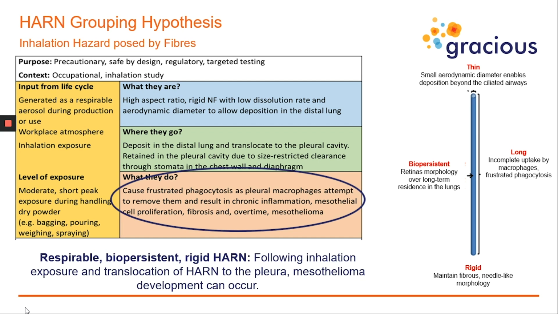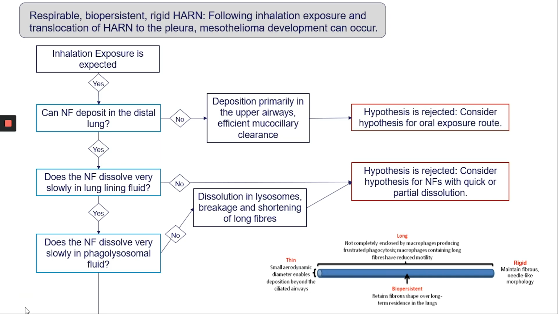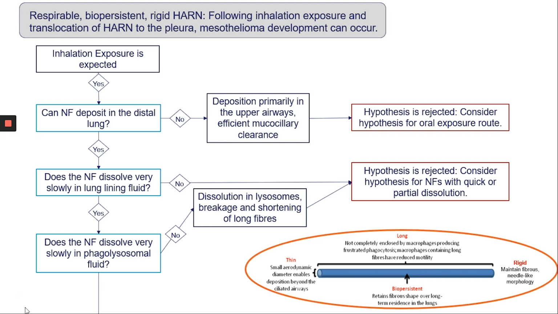The use of the GRACIOS hypothesis template allows a structured hypothesis to be generated, defining clear boundaries of the group and integrating the necessary considerations that may impact a grouping decision. Whether a nanoform or set of nanoforms can be grouped based on this hypothesis can be tested by a tailored IATA. This takes the form of a decision tree, where each decision node asks for specific information related to the key criteria required for grouping similar nanoforms as a HARN with the potential to pose a mesothelioma hazard.